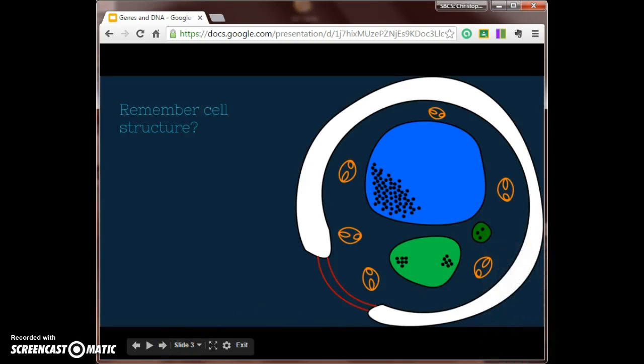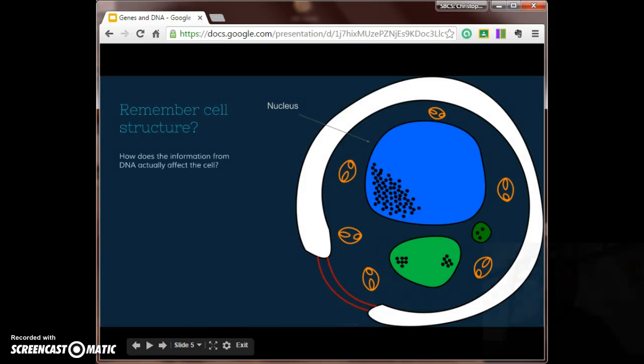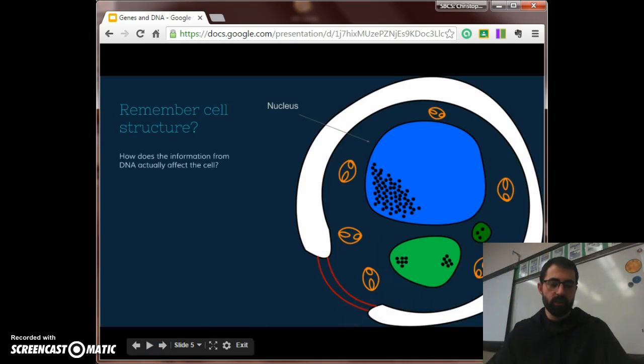First off, do you remember cell structure from last year? Where we had the nucleus in the middle where the DNA is stored, mitochondria, the powerhouse, vacuoles that store things, the basics, right? We're going to focus just on the nucleus. This is where the DNA is stored. The DNA never leaves the cell.